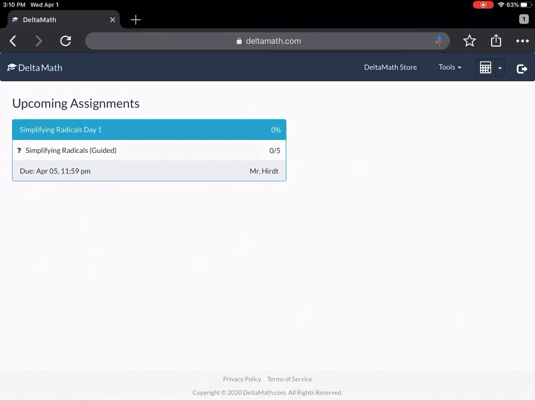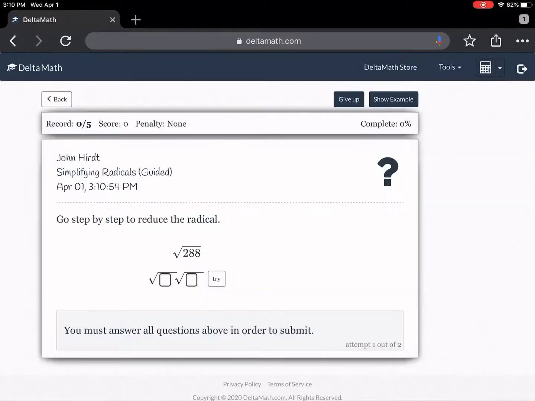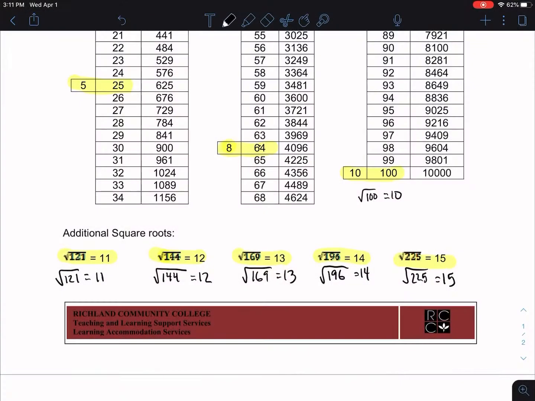We have some time to do it. So we're going to click Simplifying Radicals Guided. And the first question is radical 288. Now we're going to go back to our scrap paper and work on this problem. This is how you should be doing it. You should have your computer out, and then a piece of paper and a pencil, whether it's your notebook, whatever it is. So we're going to take that radical 288, go back to our notebook, and write that down.